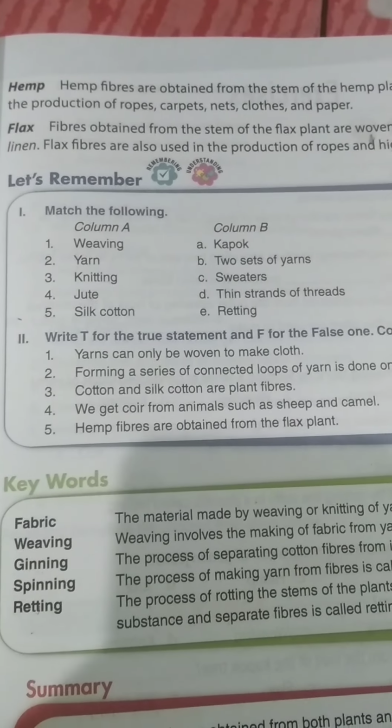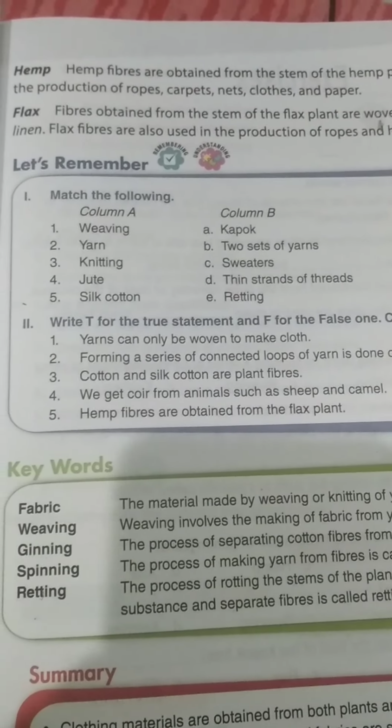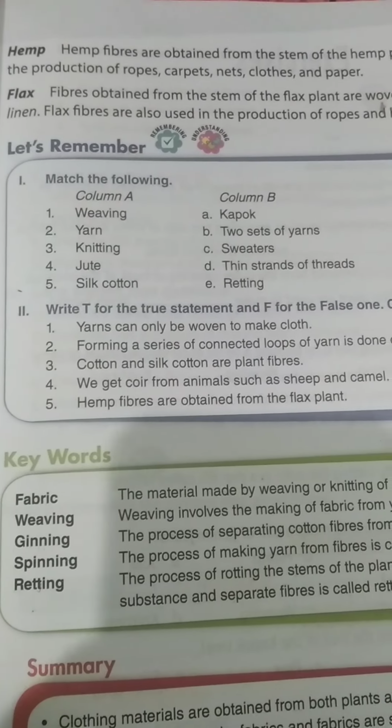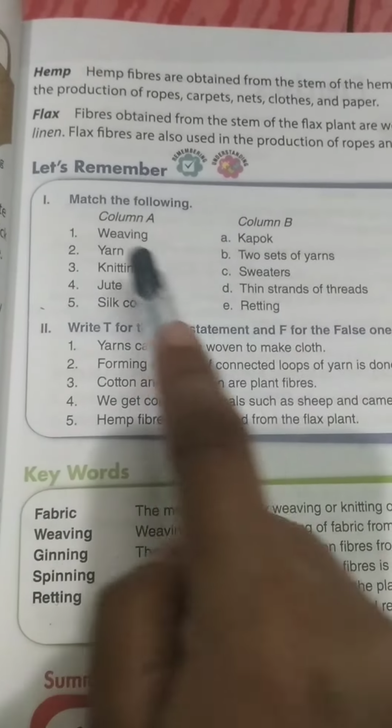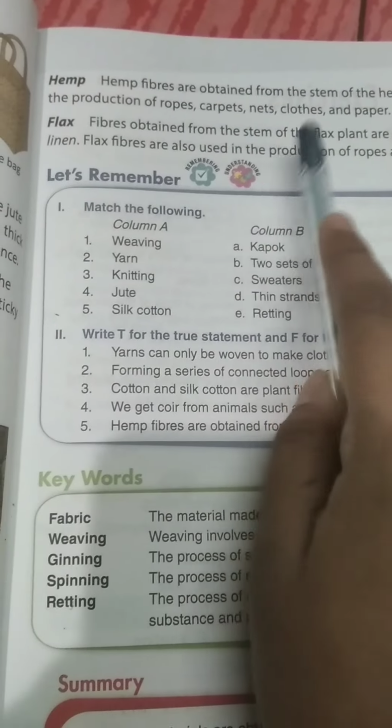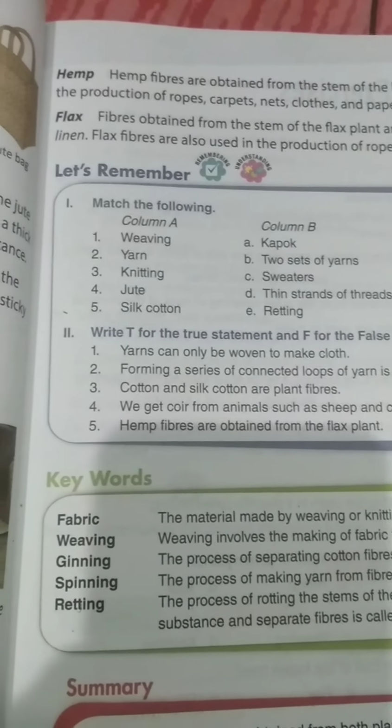Next is hemp. Hemp fibers are obtained from hemp plants, and it has wide use in the production of ropes, carpets, nets, cloths, and papers.